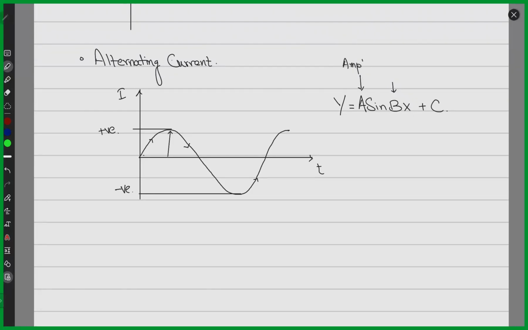So let me write this down. This is the amplitude, and this b specifies number of cycles in 2 pi radians or 360 degrees, right? And c is the y-intercept, as in where this curve crosses this vertical axis. In the graph that I have drawn, it's 0, but in general, it will be a non-zero value. It's also referred to as the mean value of whatever is on the y-axis.